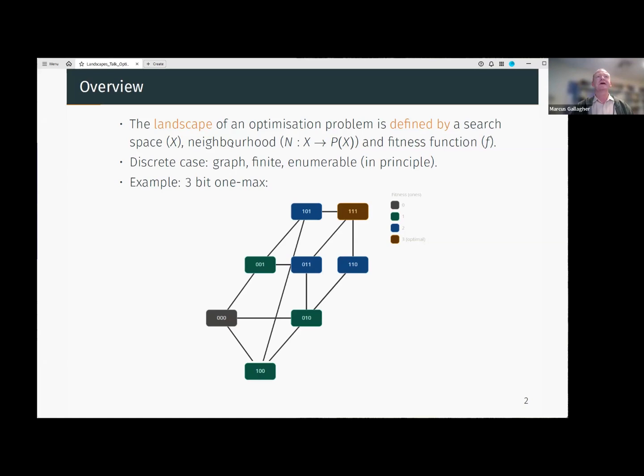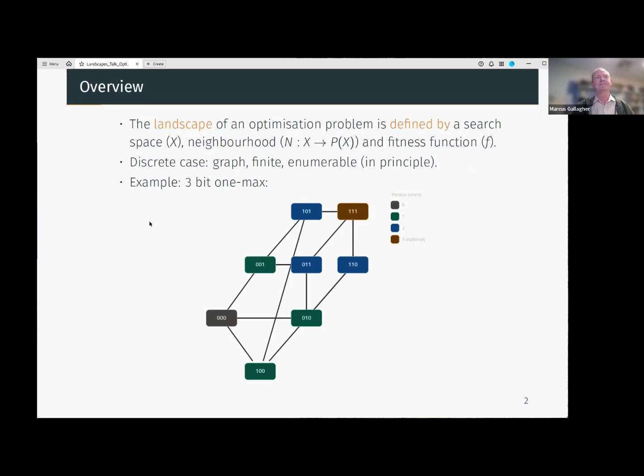That's it. So a landscape for a discrete problem is a graph. And so if the problem is not too big, then, well, the problem is finite if it's a graph. And in principle, if it's not too big, we could even enumerate the entire search space and know everything there is to know in terms of what are the candidate solutions to the problem and what is the objective function for those solutions.